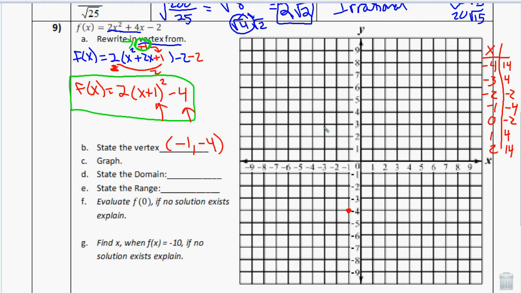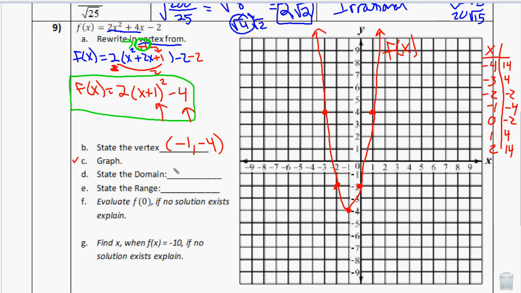I'm only going to plot the ones I can fit. Connect with a smooth curve. Make sure it looks U-like in shape because it's a quadratic equation, which definitely makes a parabola. Label it. So I did C. State the domain.